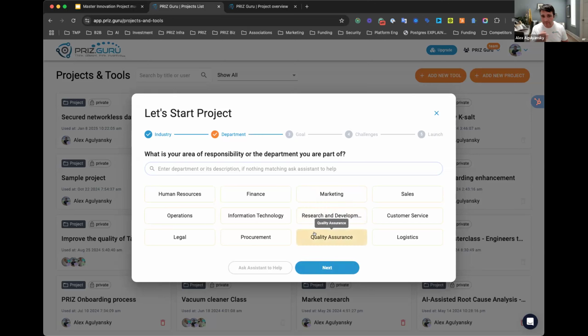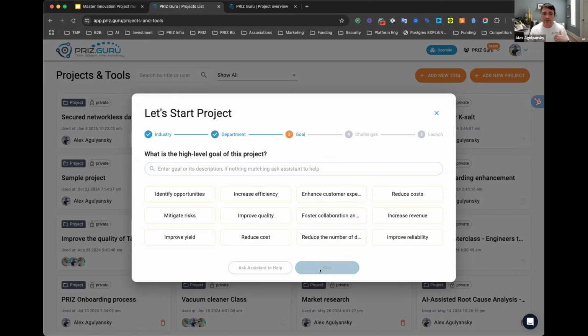So again, we're forcing ourselves into a specific zone that we work in, the department that we work in. Then that's going to be the goal. Increase efficiency, that's fine. It doesn't matter at this point for this demo, but it is extremely important to understand what our high-level goal is, because from that high-level goal, the platform will start forcing you to focus in and zone into the specific zone of conflict.